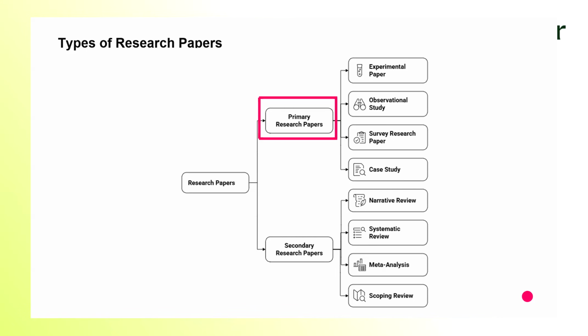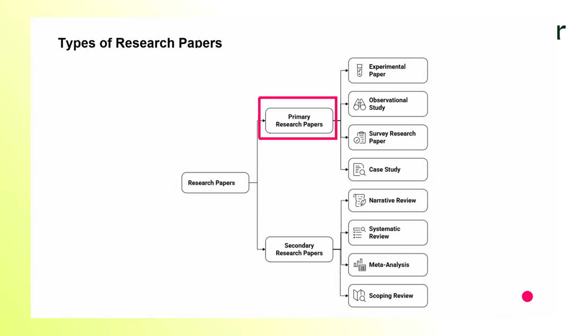Then we also have secondary research papers, which are reviews. We call them secondary research papers, or we call them reviews. In this case, we study the primary research papers. So for example, I want to understand a field of study.